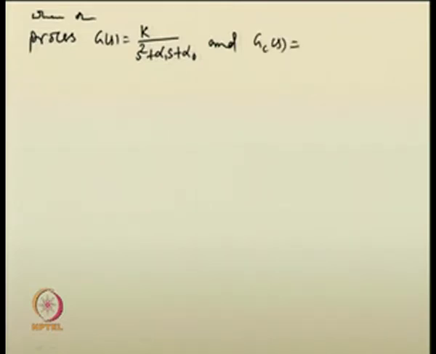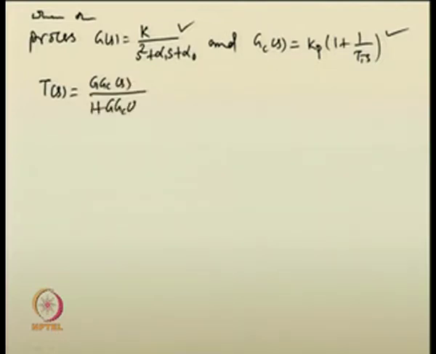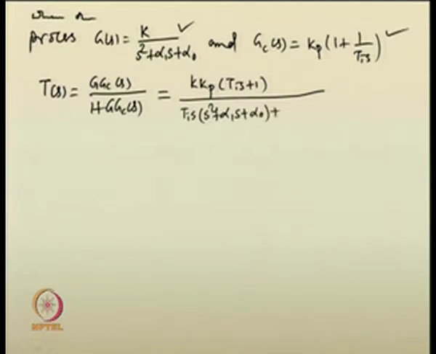When the process is assumed to have the form G(s) equal to K upon s square plus alpha 1 s plus alpha 0, and when the controller Gc(s) is assumed to have the transfer function Kp (1 plus 1 upon Ti s), a PI controller, for an all pole single input single output process, we get the closed loop transfer function T(s) expressed as G Gc upon 1 plus G Gc H, which is K Kp (Ti s plus 1) divided by Ti s times (s square plus alpha 1 s plus alpha 0) plus K Kp (Ti s plus 1).